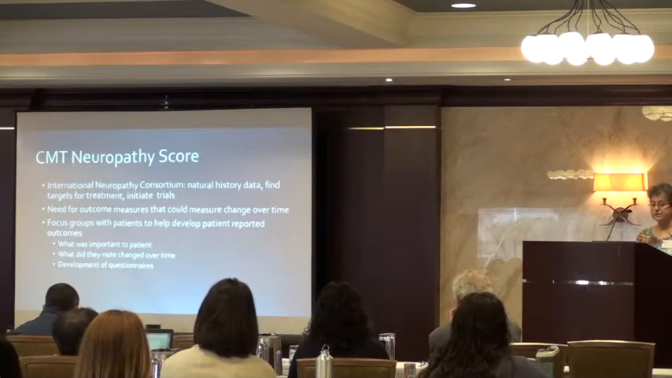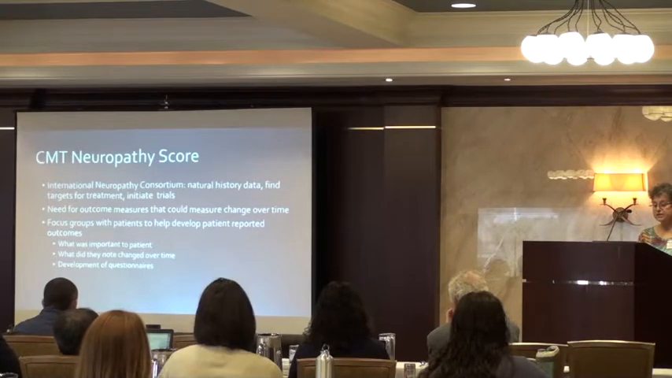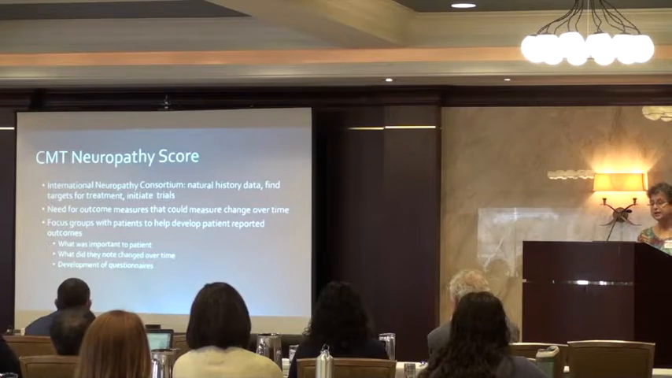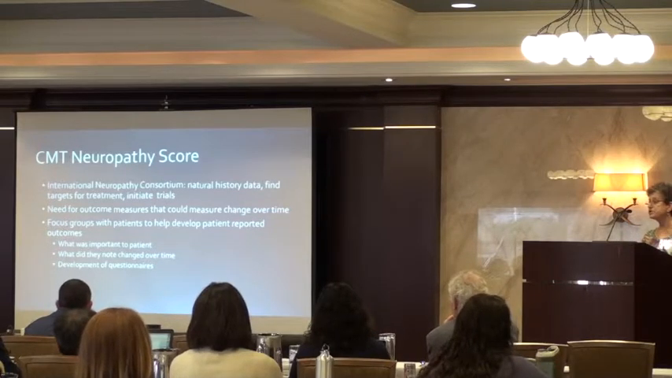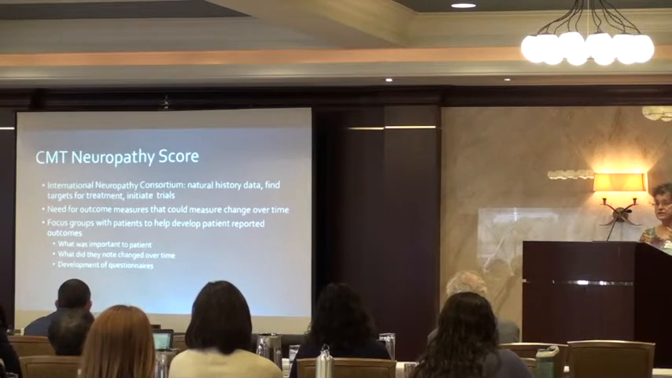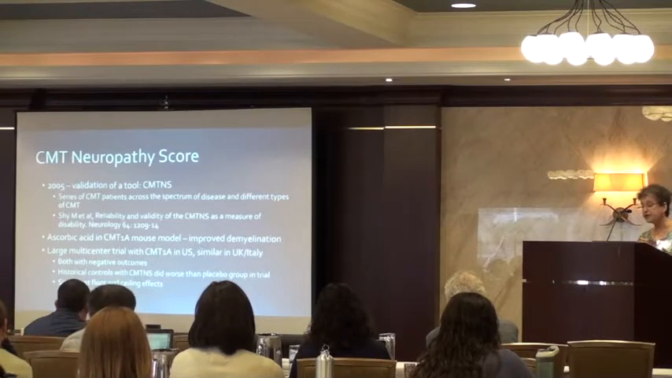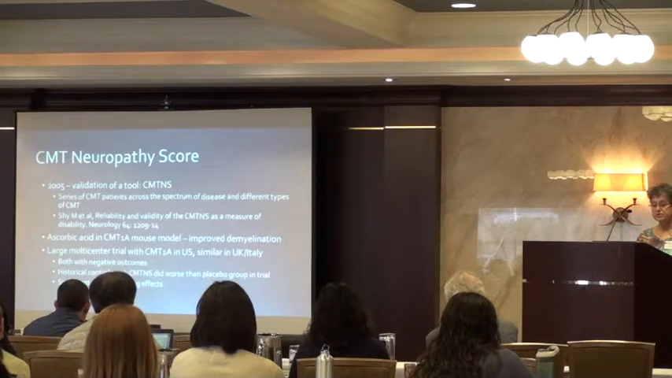They decided they had targets for treatment, and they wanted to initiate trials. They put together focus groups with patients to help develop the patient-reported outcome measures. And the questions that were asked, they started right off with the patients: what was important to the patient, what did the patients notice that changed over time. And then they developed a series of questionnaires. And eventually, they were able to develop a tool, the CMT Neuropathy Score.